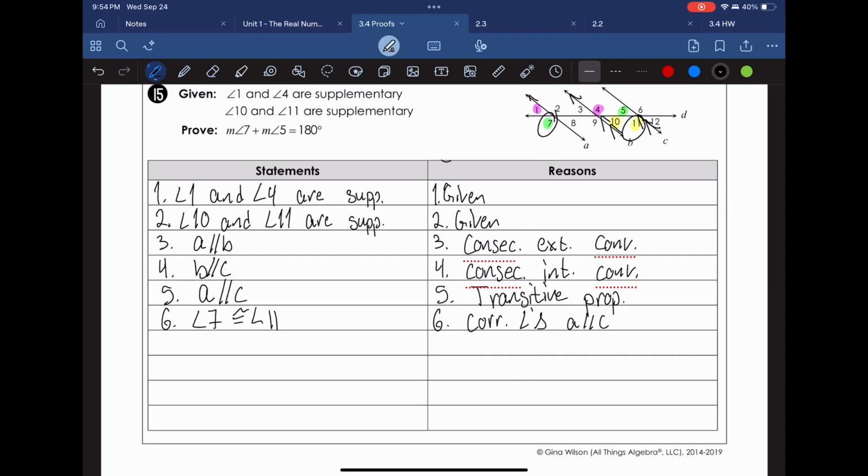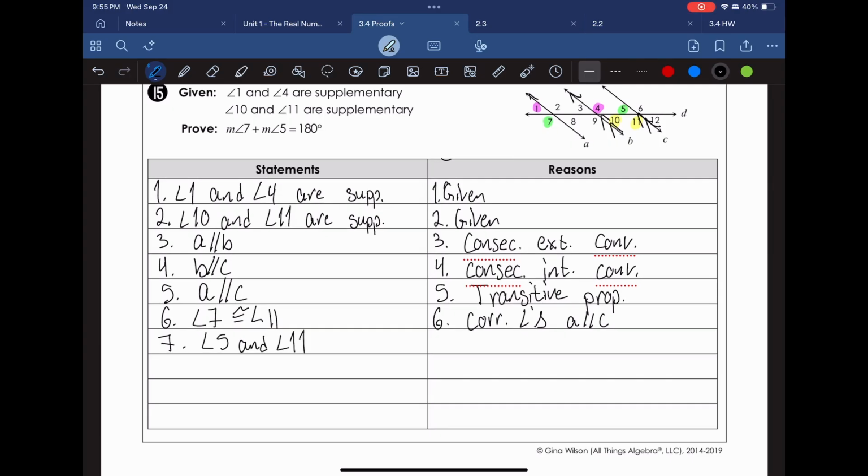Well, right, if 7 and 11 are the same, the next thing I'm going to say is look at 5 and 11, because I'm trying to relate 5 to 7. That's what this is saying. Relate 5 to 7. Well, 5 and 11, look at those two, because I just related 7 and 11. Angle 5 and angle 11 are supplementary.